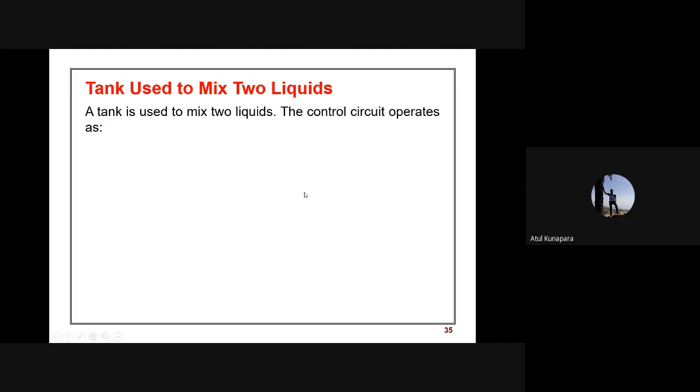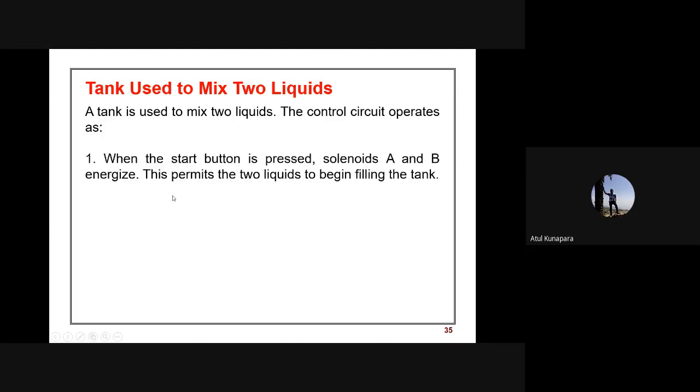Once you have understood this process, as I discussed previously, the whole design process starts with understanding the process. After you understand the process, you need to divide it into smaller tasks. So what are those smaller tasks? We can divide it like this. The very first task: when the start button is pressed, solenoids A and B, that is valve A and B, should be energized. So liquid from two different tanks through valve A and B will start coming into the tank.